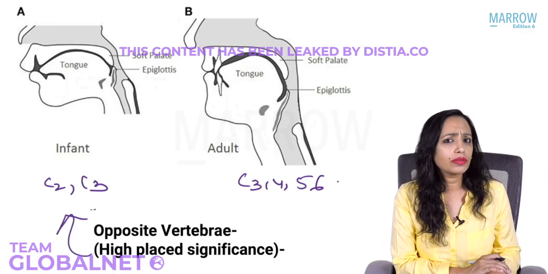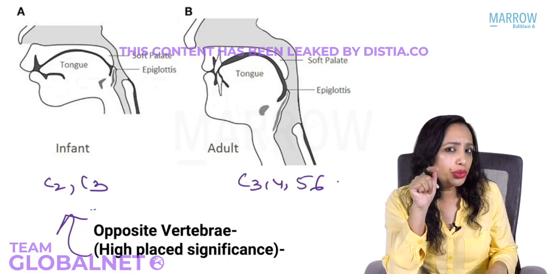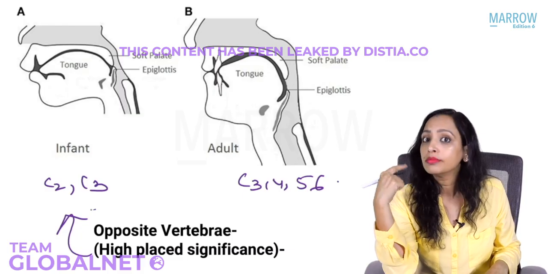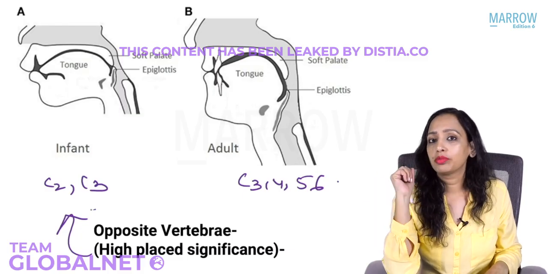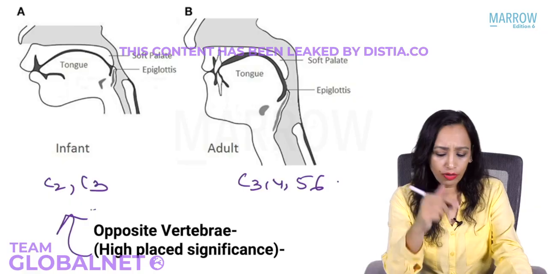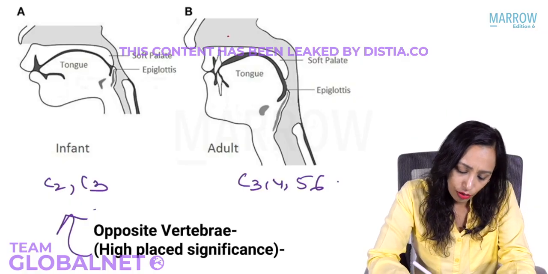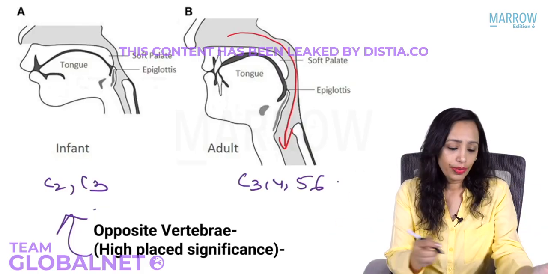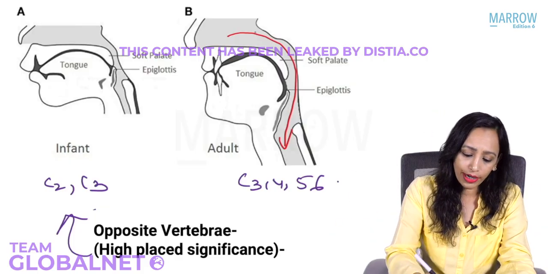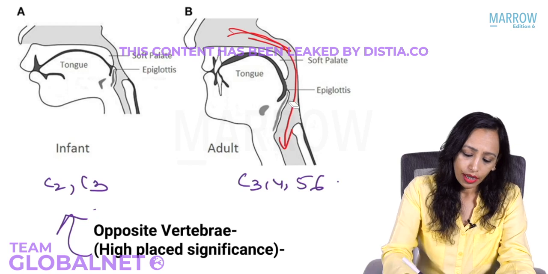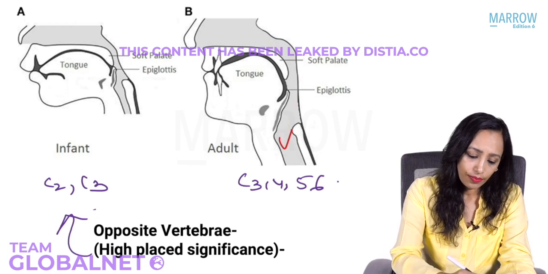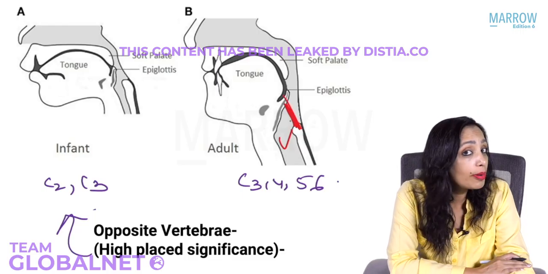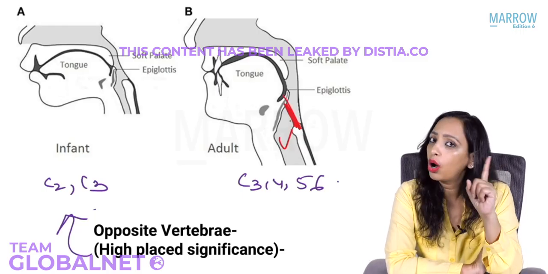What is the significance of this? Just tell me, can you breathe as well as swallow at the same time? Yes or no? For breathing, the air from the nose goes into the larynx, so the inlet should be open. Whereas for swallowing, the epiglottis falls down to close the inlet of the larynx. So at that time respiration will not be possible. So we can either breathe or we can swallow.